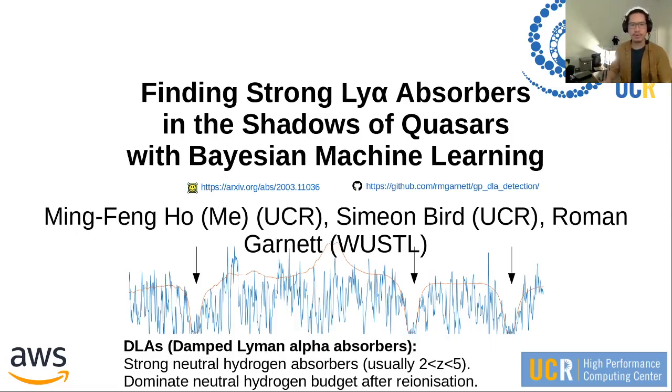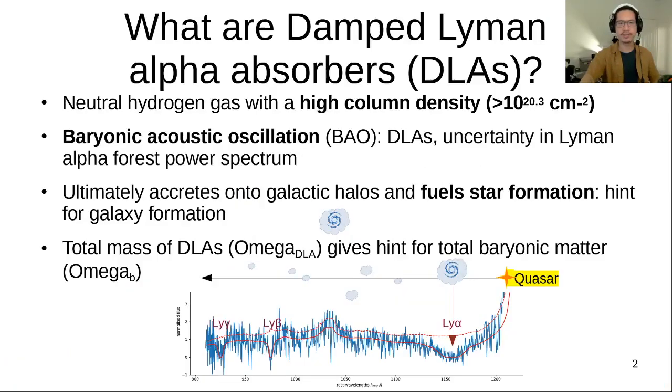And what do I mean by Bayesian machine learning? Basically, we developed a probabilistic pipeline based on Gaussian processes and Bayesian statistics. At the end of the talk, I will also talk about our new paper on how we extend our Gaussian process model to do quasar redshift inference simultaneously.